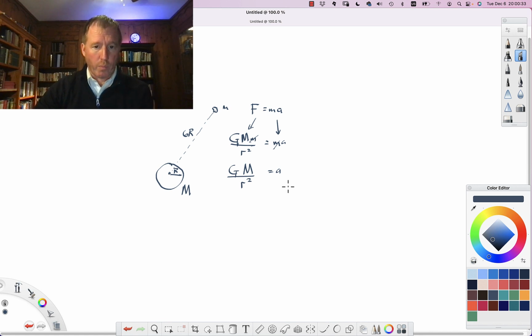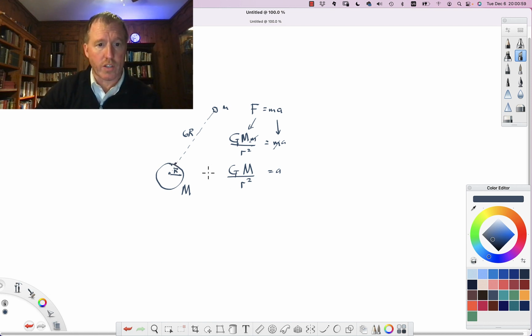Now, there are a couple of ways that I could do this. One way is by looking up G. It's 6.67 times 10 to the minus 11th in the International System of Units. I could look up the mass of the Earth, and that's like 6 times 10 to the 24th kilograms. And then I could look up the radius of the Earth and plug in 6 Earth radii and figure out the acceleration.